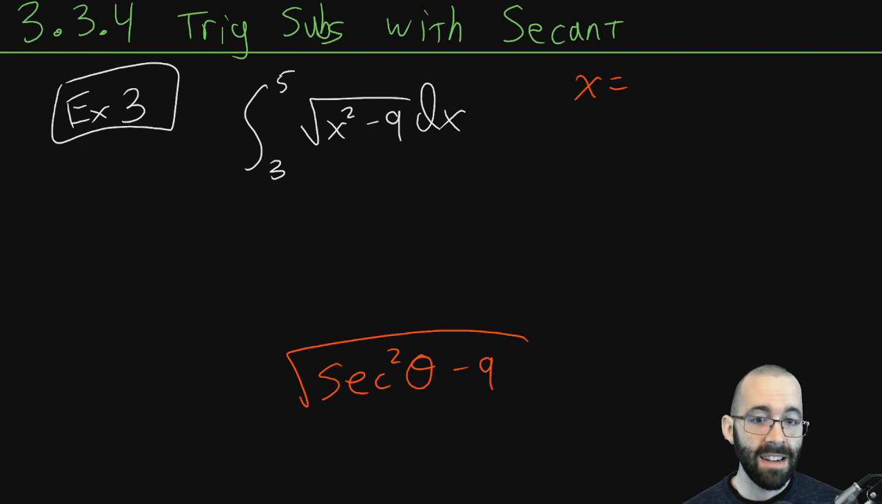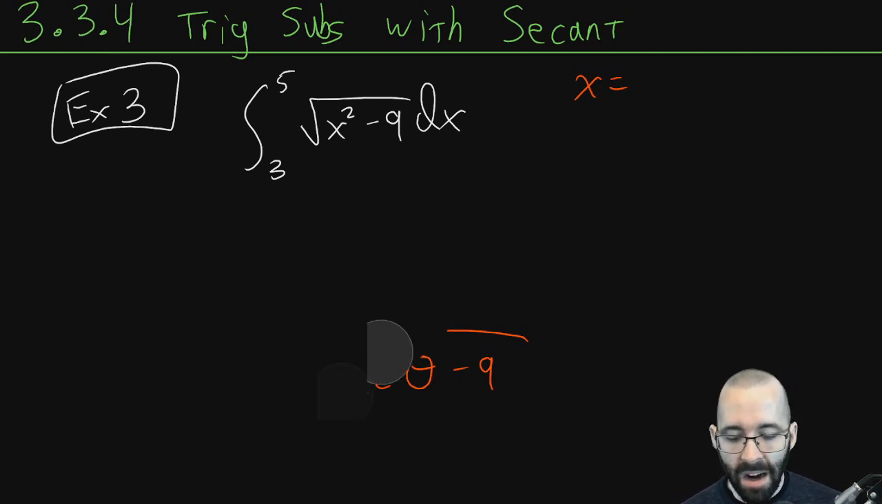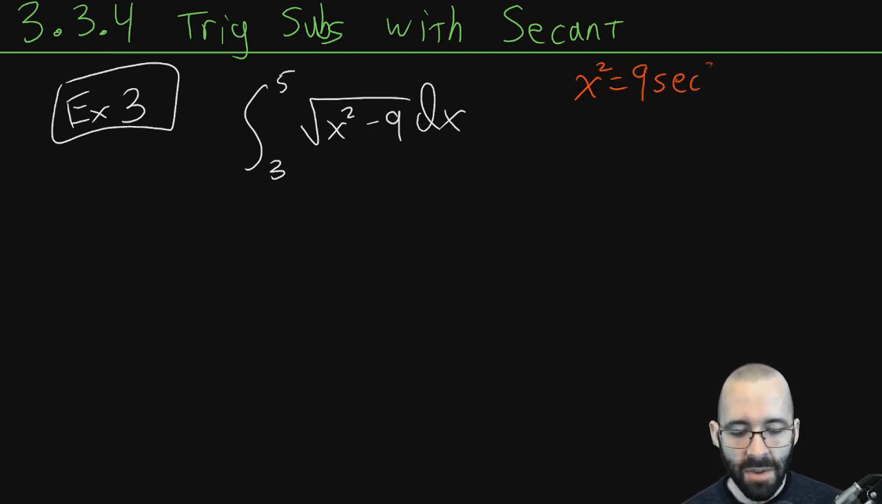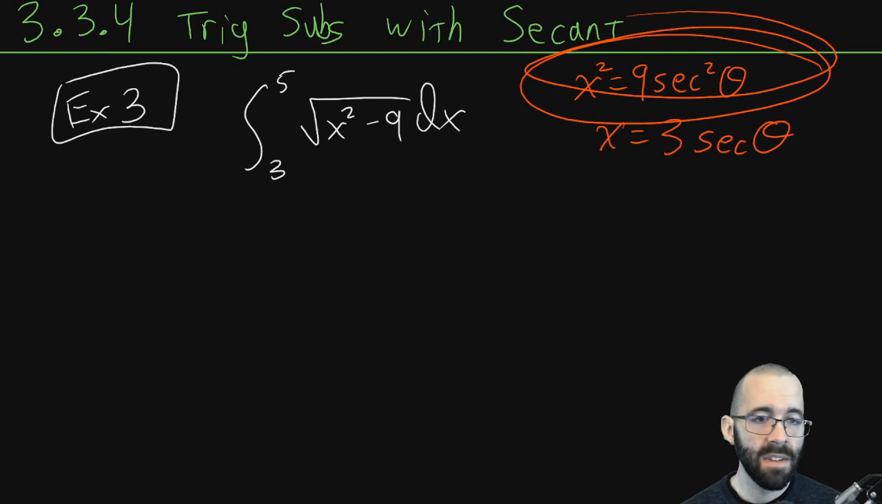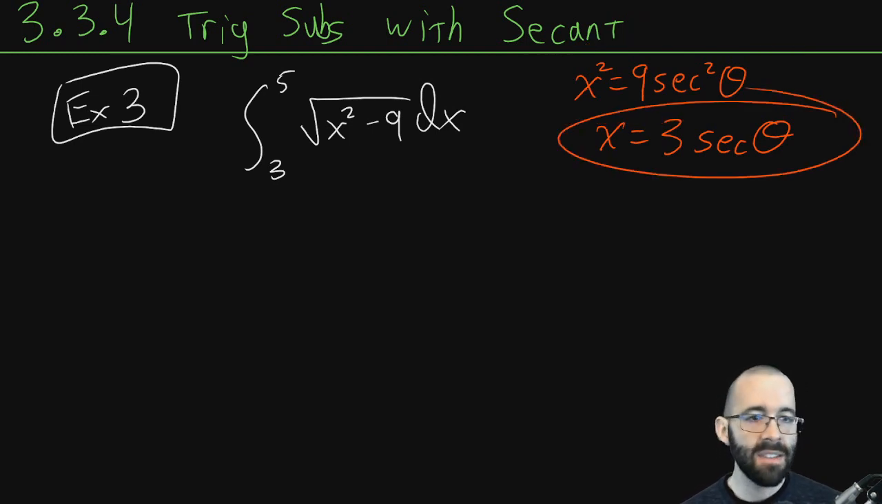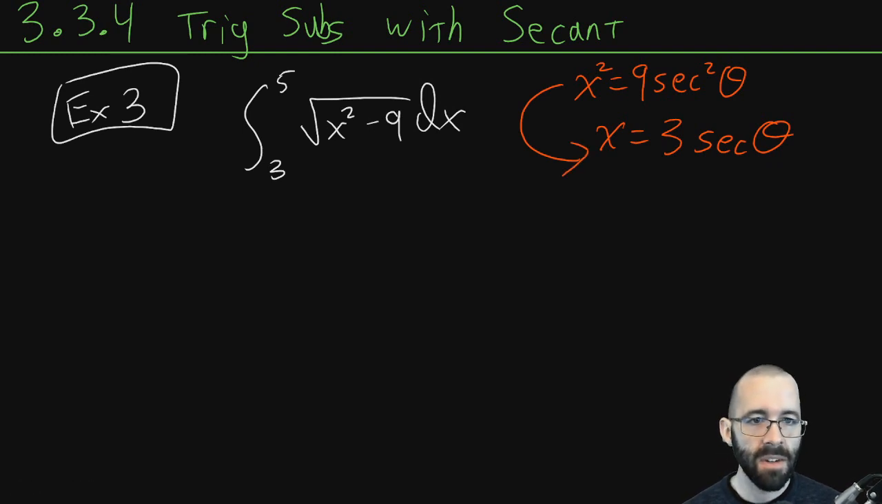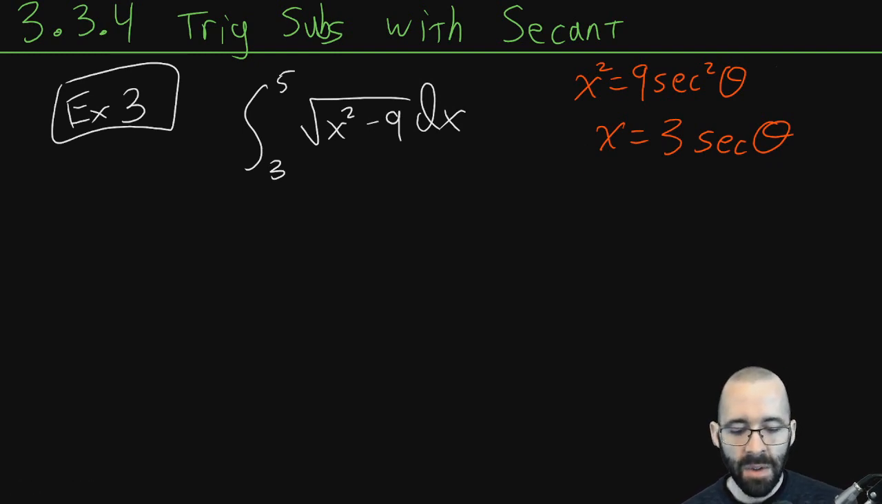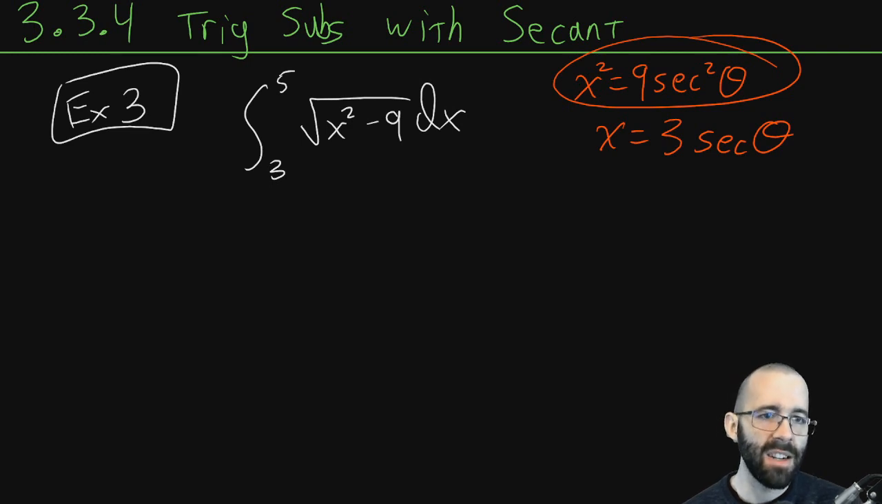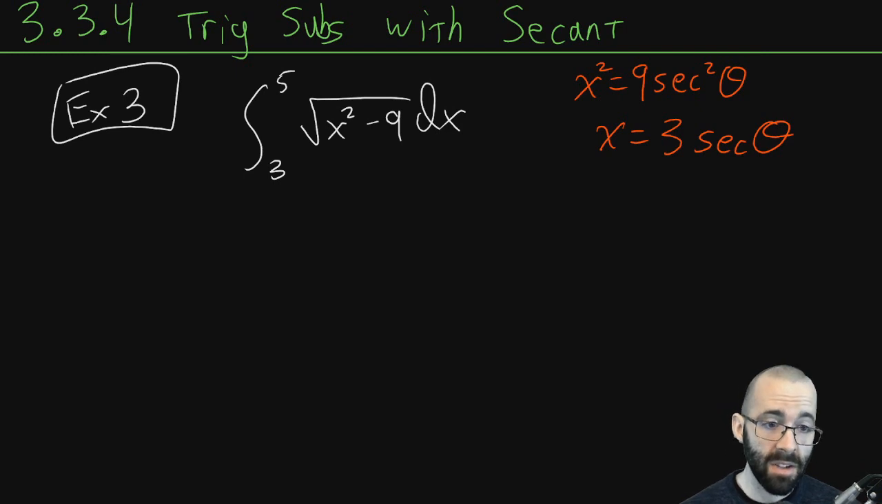We need a 9 secant squared. So just like before, x squared has to be 9 secant squared. So we're going to let x be 3 secant. This is optional. You can jump straight to this if you see it. I'm just showing my logic for where it comes from. I always do this in my head, even if I don't always write it down. I'm writing it down to hopefully make things a little bit more clear for all of you.